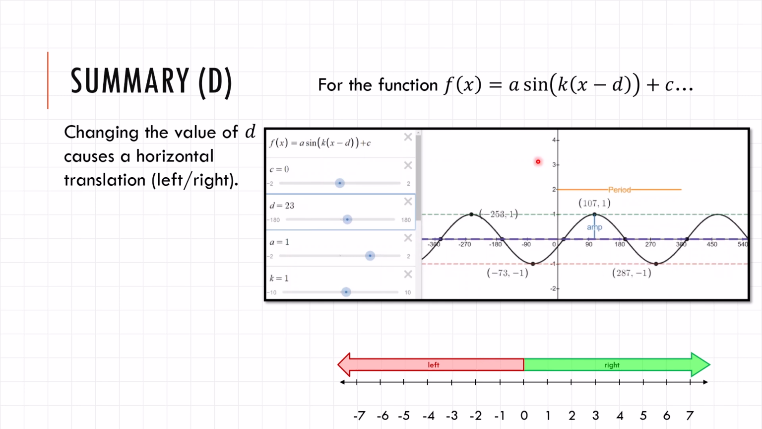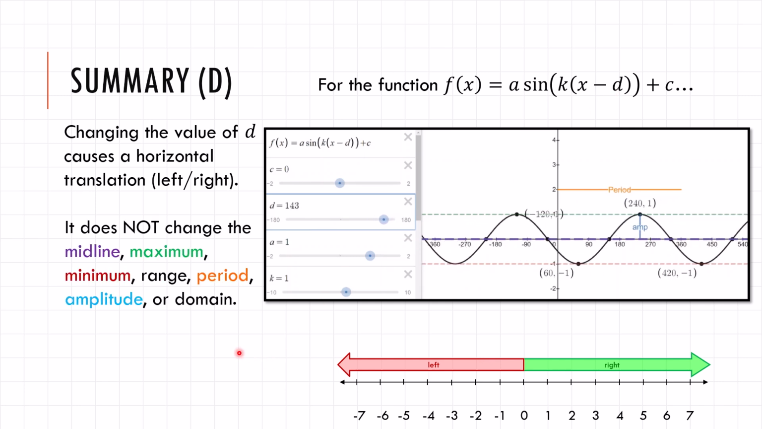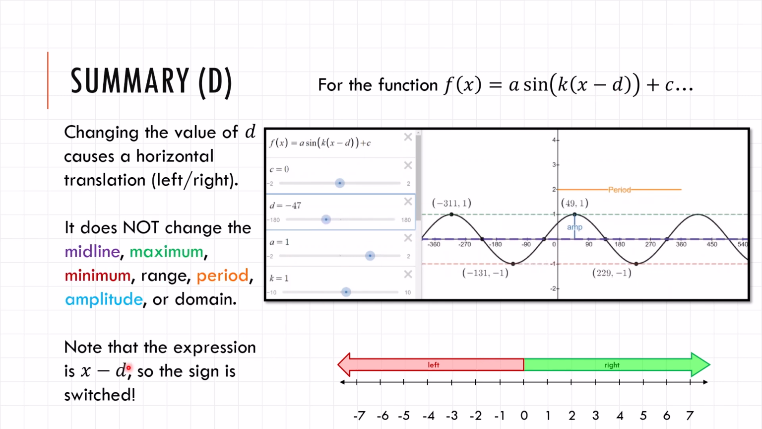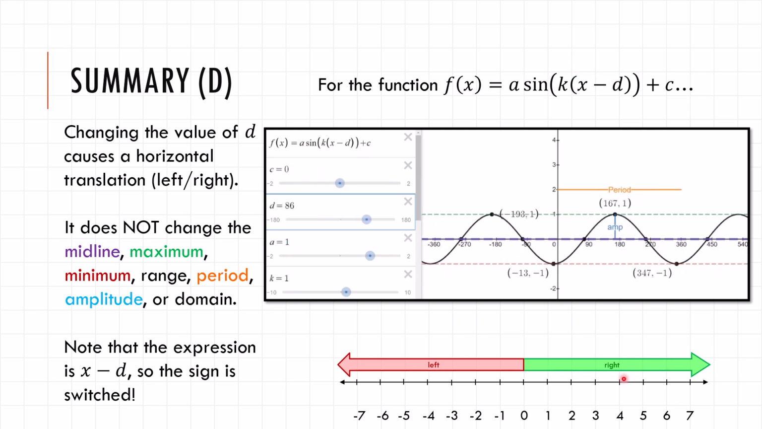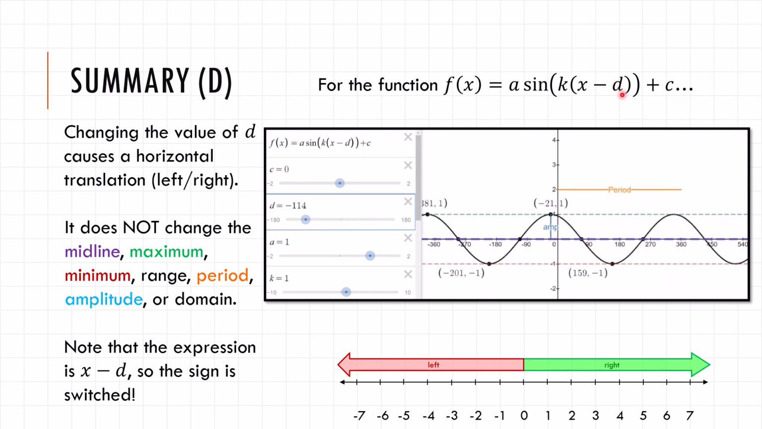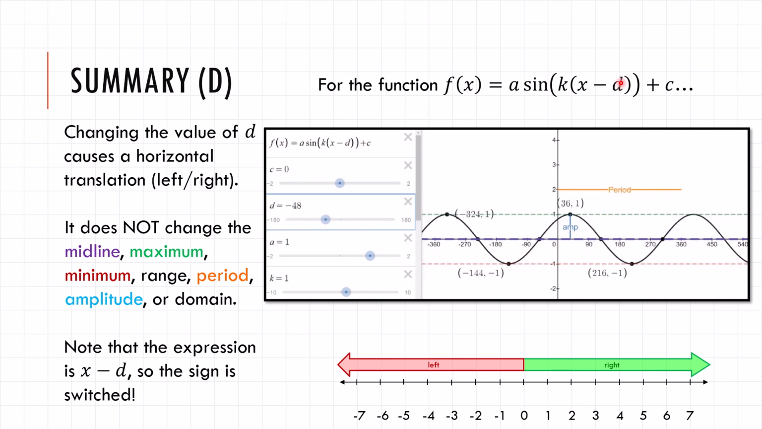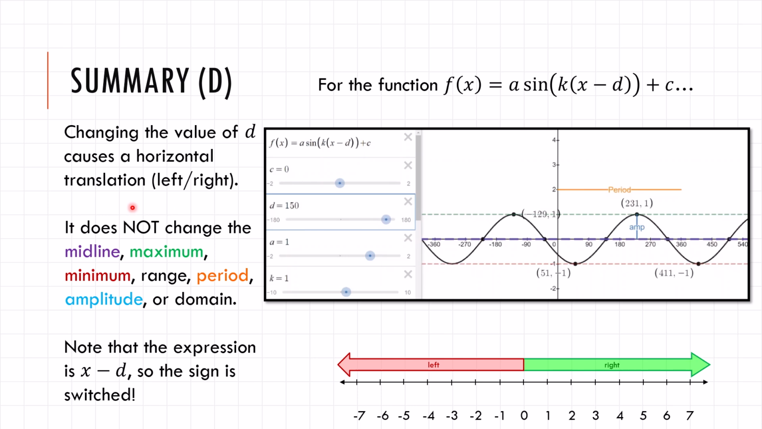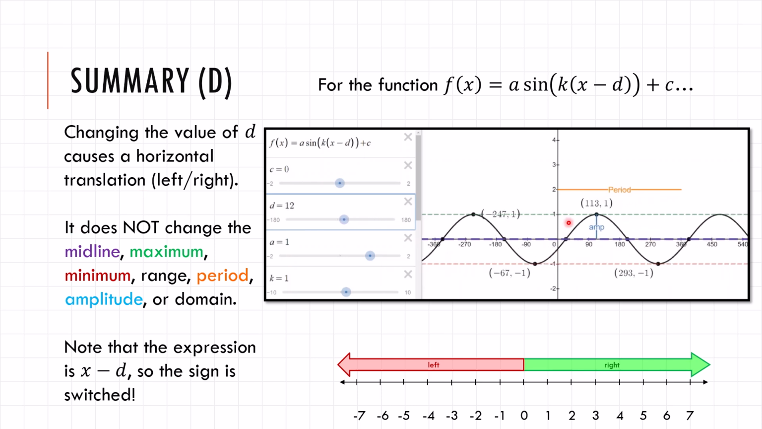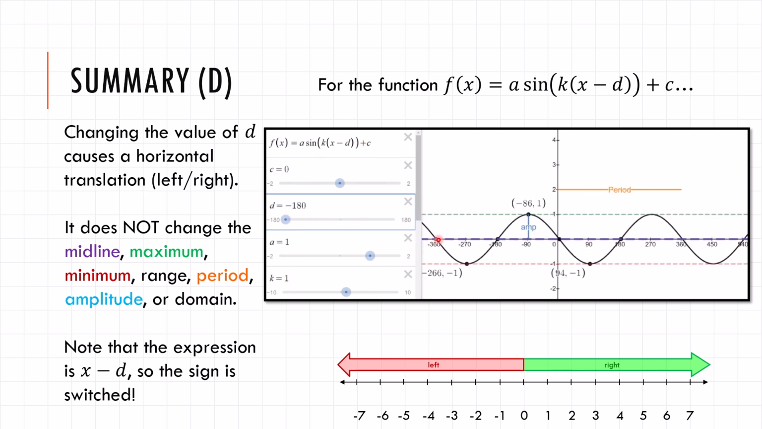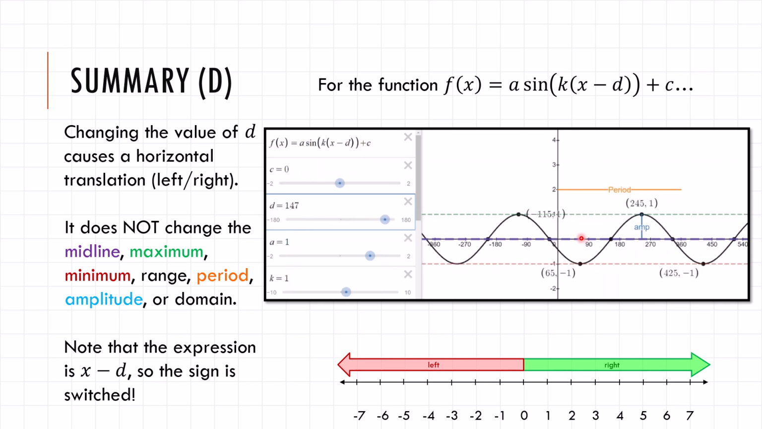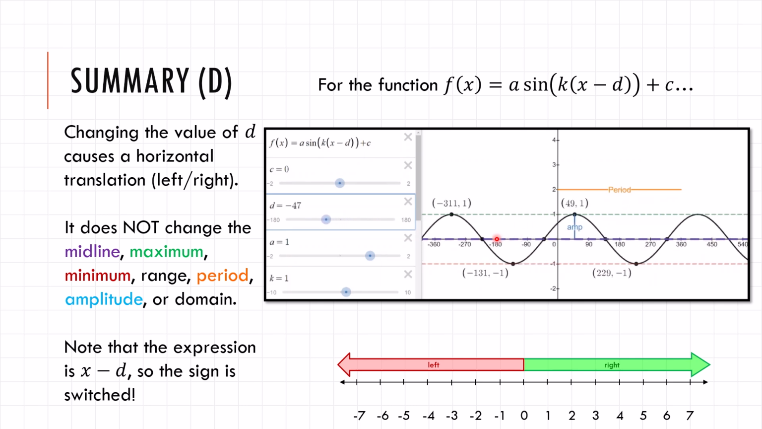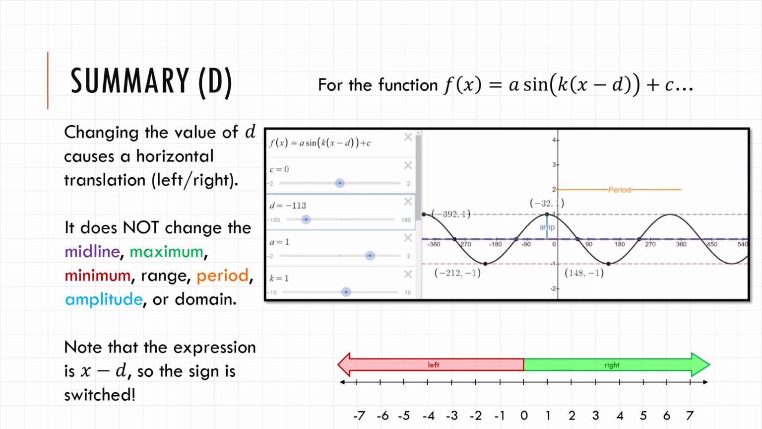The confusing part happens when we recognize that the expression is x minus d, not plus. So if d is 4, this would look like x minus 4. And that can get a little bit confusing for some students as well. Notice that d doesn't really change a whole lot of things. It doesn't change the amplitude, the period, the midline, the maximum, the minimum, the domain, the range. All it does is change where the starting point of the sine wave actually is.